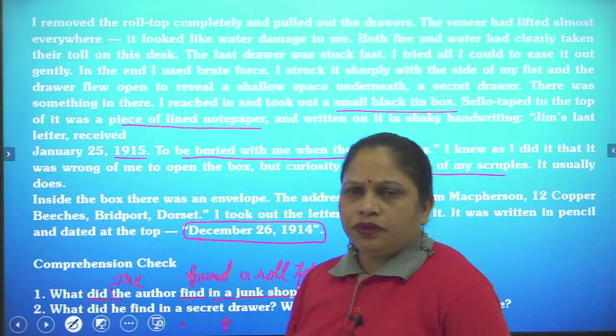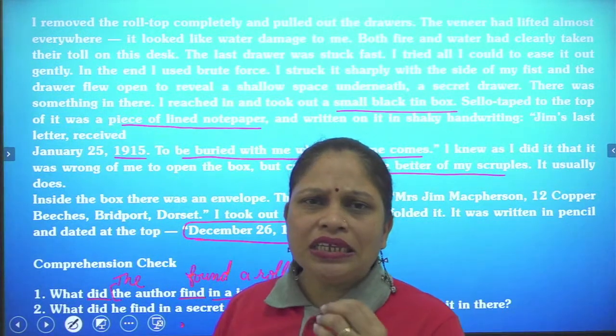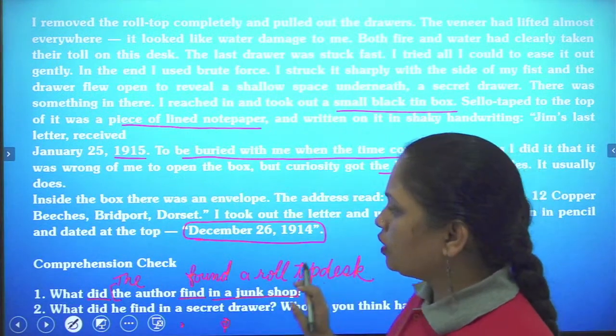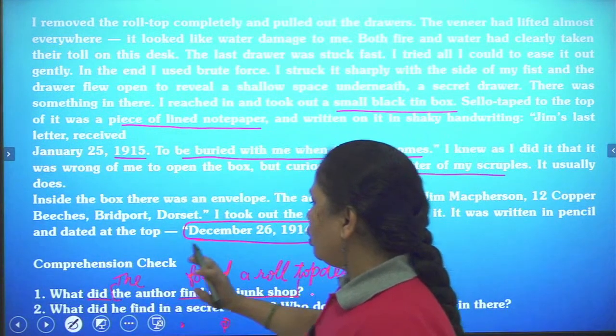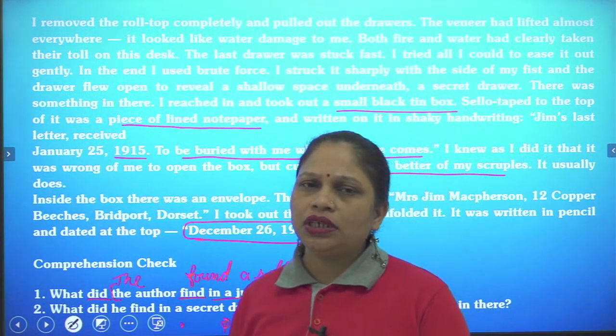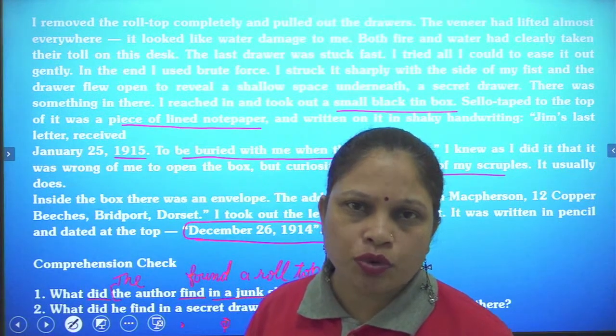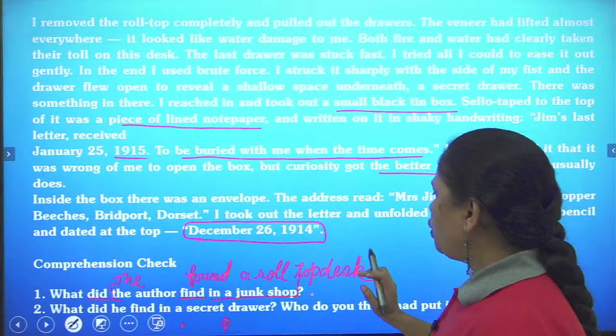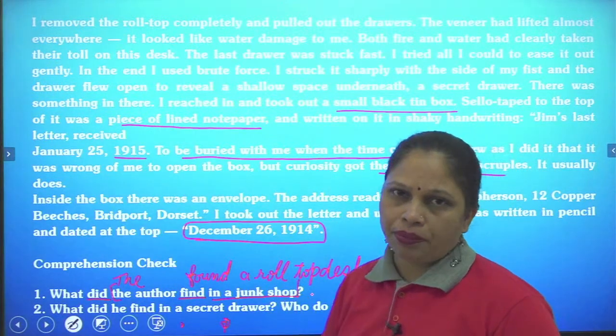So in this way, with the help of the question, you can easily frame the answer. What was the question? What did the author find in a junk shop? As you are 8th class students, it is too easy for you to frame small answers. So the answer is, the author found a roll top desk in a junk shop.